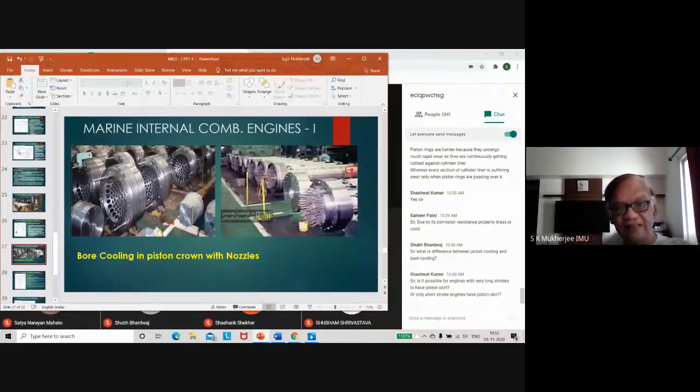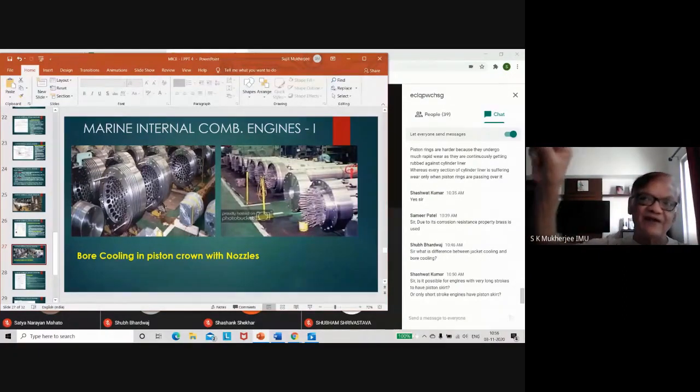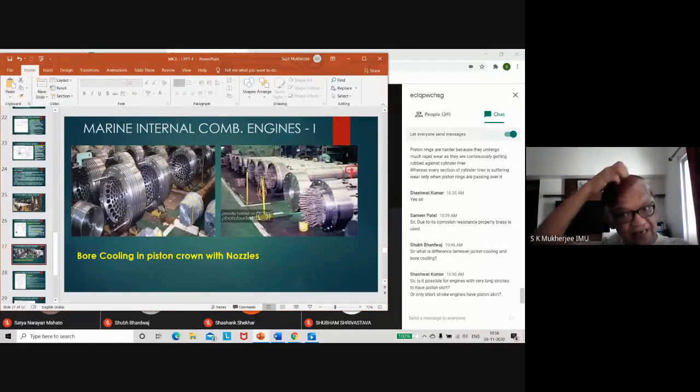Bore cooling is cooling through narrow passages. On top of the cylinder liner, you will have holes which are drilled at a slant. These bores are used for bore cooling of the combustion belt, which is the hottest part of the cylinder liner. After it cools this combustion belt, the water comes out and there is a device which allows the water to be collected and transferred to the cylinder cover. Now the cylinder cover also will have narrow passages which are very close to the combustion chamber walls. So there again, you have bore cooling.